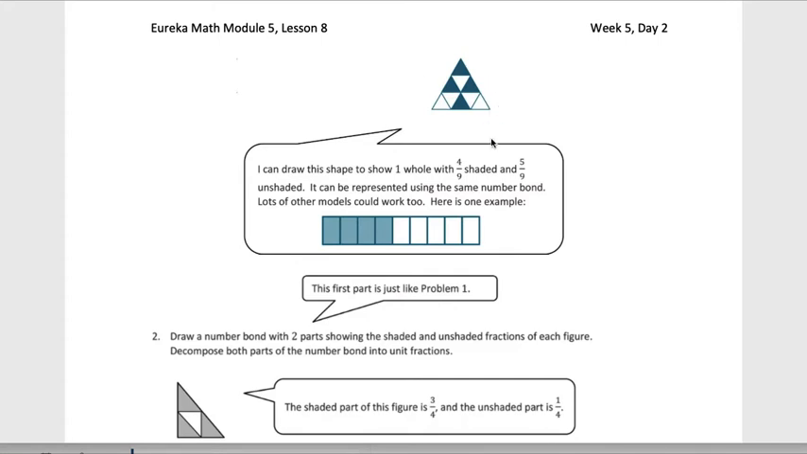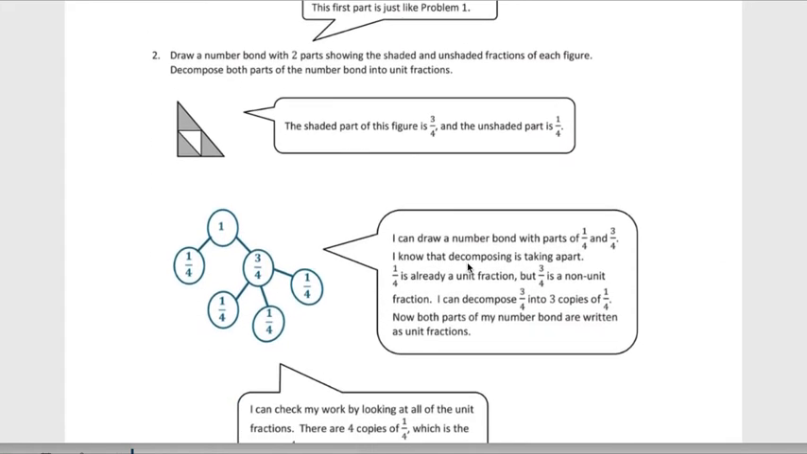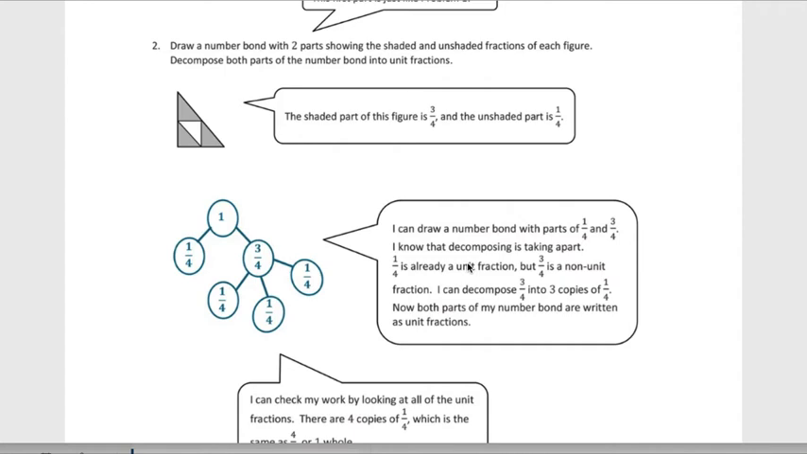Okay. Same with this activity right here. It's asking that I can draw the shape to show one whole with 4/9 shaded and 5/9 unshaded. It can also be represented using the same number bond. And lots of other models could work too. So here's one example. So we could use a fraction strip. Now, it's asking you guys to continue to write some number bonds. I really need you guys to be reading all of these word bubbles because it will completely help you understand what is going on. A lot of it is just breaking apart what is shaded and what is not shaded and correctly labeling the fraction.